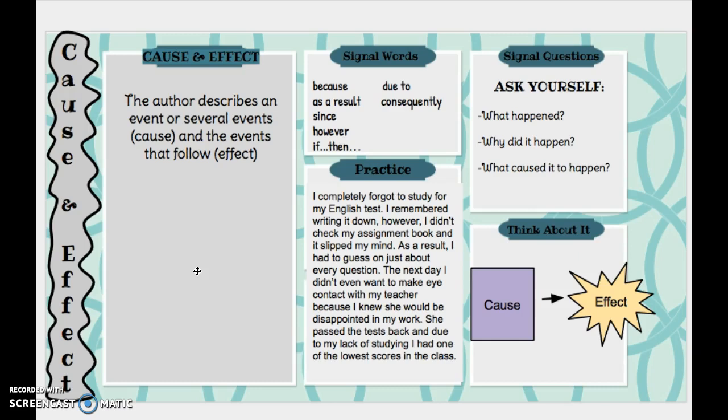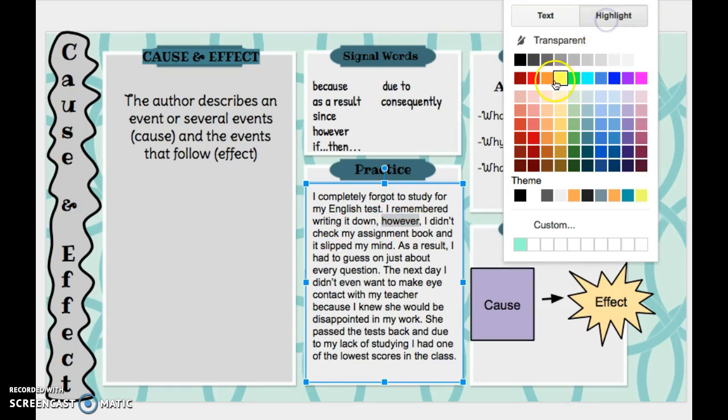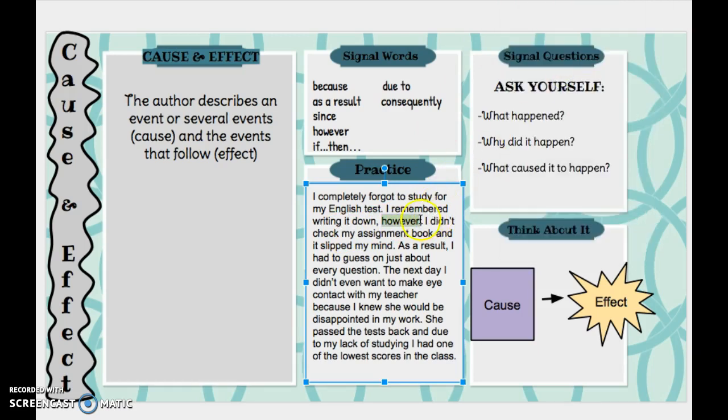So I'm looking for any signal words. I have "however" here, and I know that that's going to be a signal word. Now keep in mind, "however" was also a signal word for compare and contrast, so you have to really be careful and look at it as a whole. Okay, that's why these signal questions are here. Those are questions you really want to ask yourself.